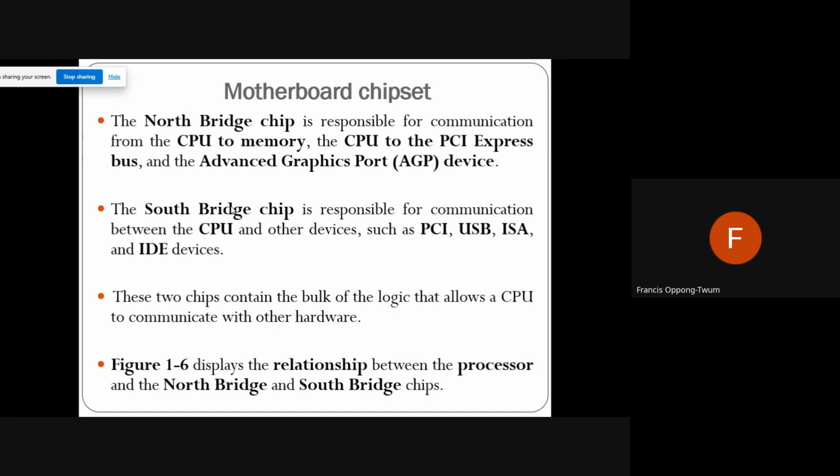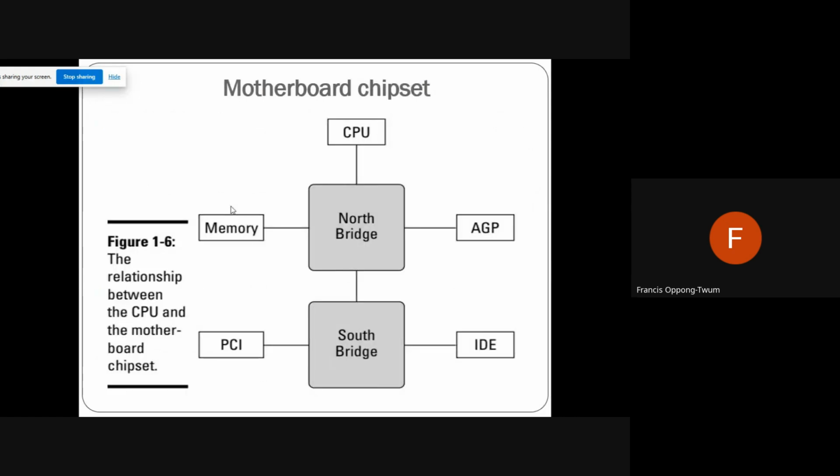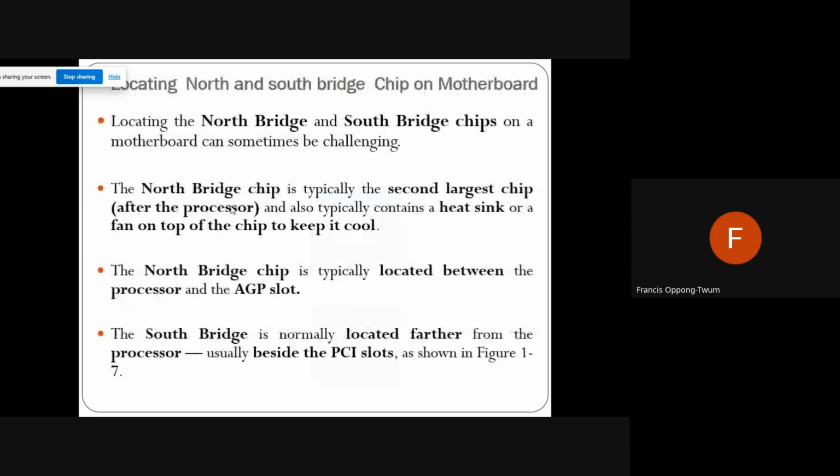So I'm going to show you a picture for you to see this. The north bridge chip is responsible for communication between the main memory, the AGP, and the CPU. And the south bridge chip is responsible for communication between the PCI and the IDE. If they ask you the difference in exams and you can't write it, you can draw this diagram and it still explains it for you. So this is the relationship between the CPU and the motherboard chipset. But you have to know that we have two, the north bridge and the south bridge.